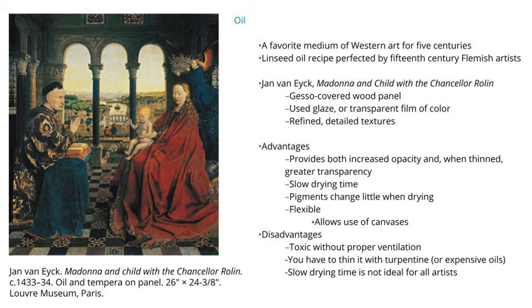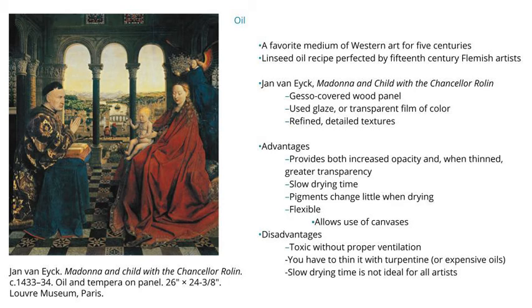He used glazing techniques, or a transparent film of color. So that's when you really lay down lots and lots of thin, transparent, or translucent coats of paint. And you're able to get really lifelike kind of skin textures there. And also there's a lot of very refined, very detailed textures in here. If you look at the velvet especially, or the hair, it's just very masterful. So there are some advantages and disadvantages to oil paint as well.